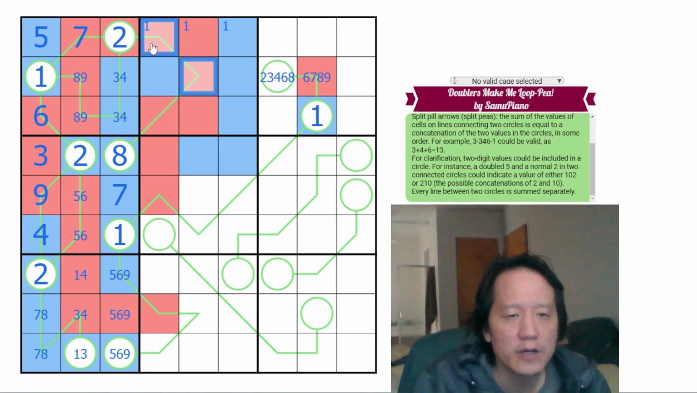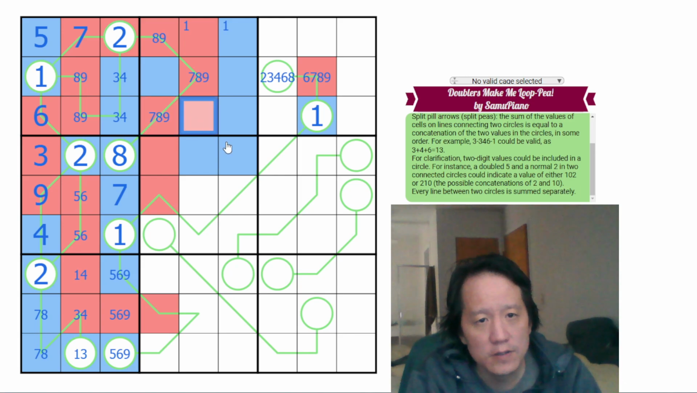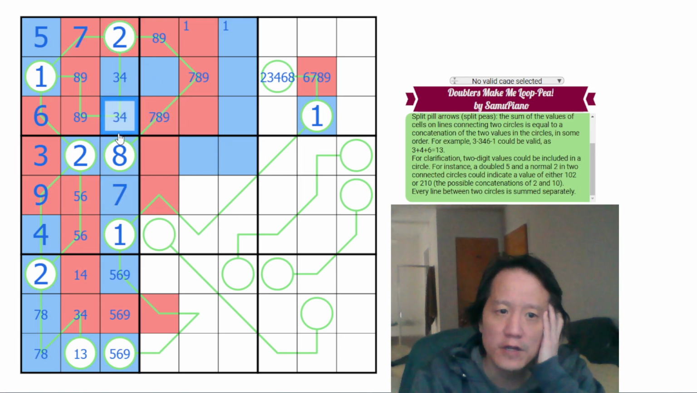So this has to be a combination of 7, 8, and 9. This cannot be 1. So this is 8 or 9. This is 7, 8, or 9. This is 7, 8, or 9. Right? This is 48. This is 11. So this is doubled.